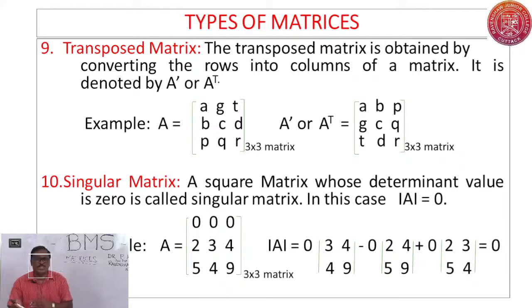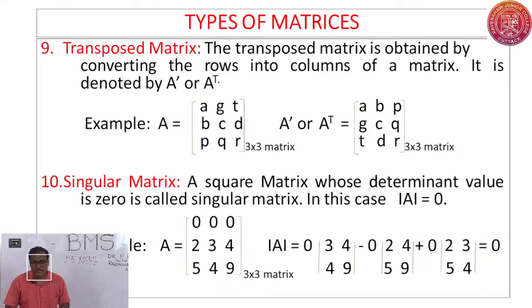Then come to the second element, that is 0. And you remember, when we find out the sign, the first element is positive, then the second element is negative, then positive, alternatively. So in the first row, the first element is positive, the second element is negative, then the third element is positive. Then in the second row, the first element is negative, the second element is positive, and the third element is negative.